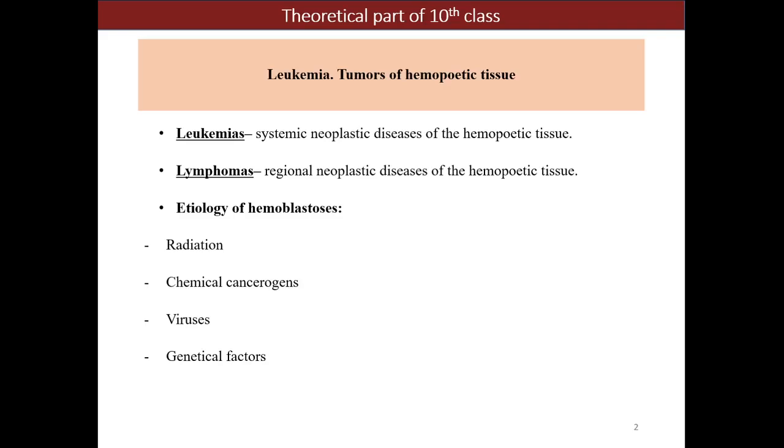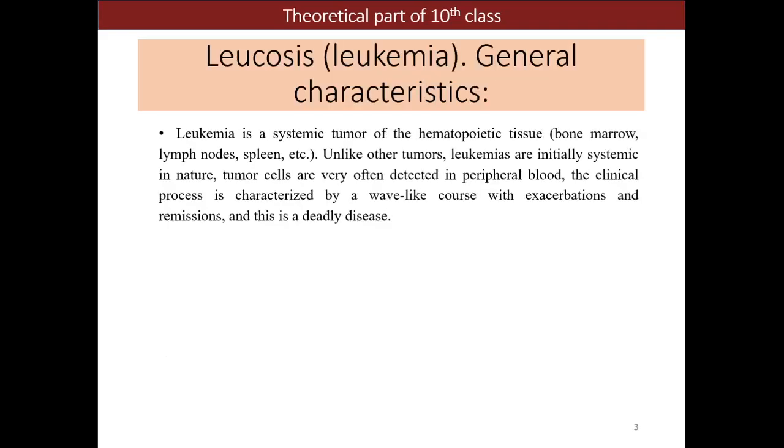Some viruses, for example, the Epstein-Barr virus, may lead to formation of Hodgkin's lymphoma. And genetic factors are, most of all, associated with damage of the 13th chromosome and chromosome number 22, where changes in their location and changes in their structure will lead to formation of leukosis, leukemias.